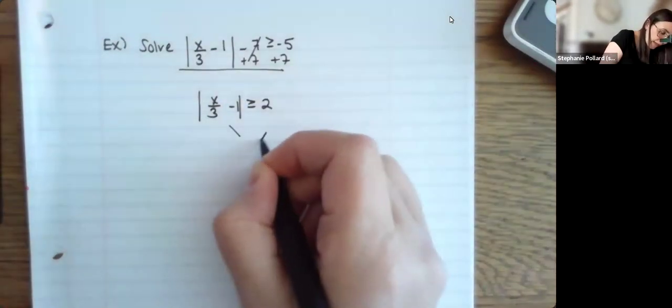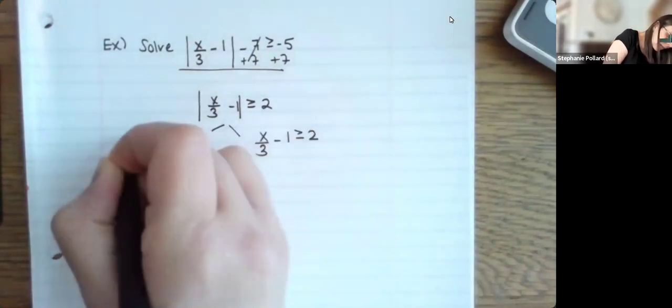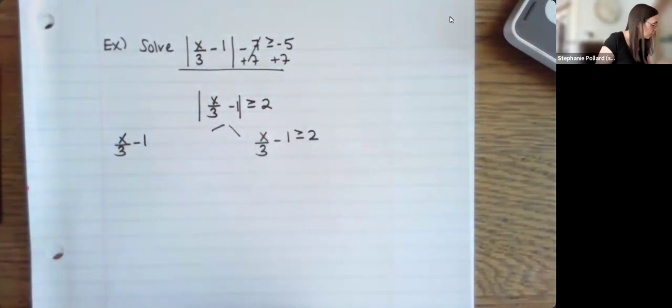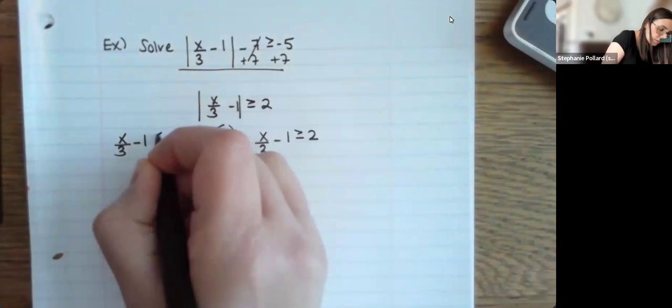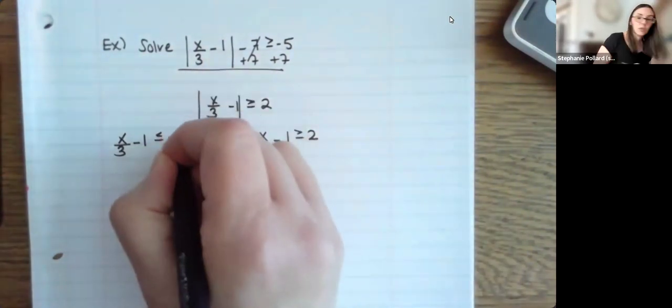So one side is going to be x over 3 minus 1 is greater than or equal to 2. The other side is going to be x over 3 minus 1, and then in this case, we're going to switch that to a less than or equal to, just mimicking, but reversing the symbol, and then a -2 instead.